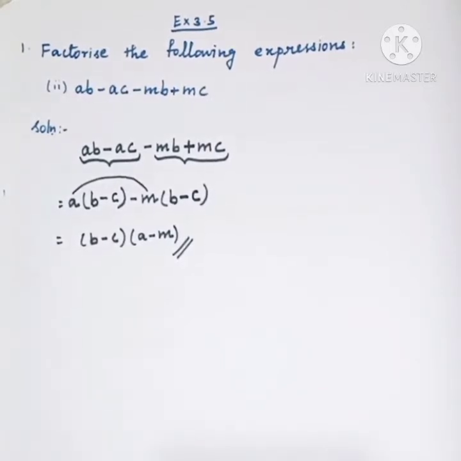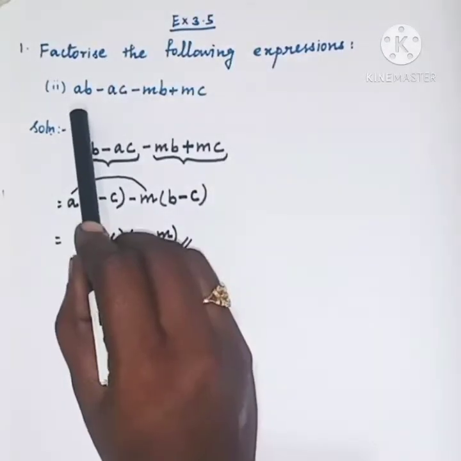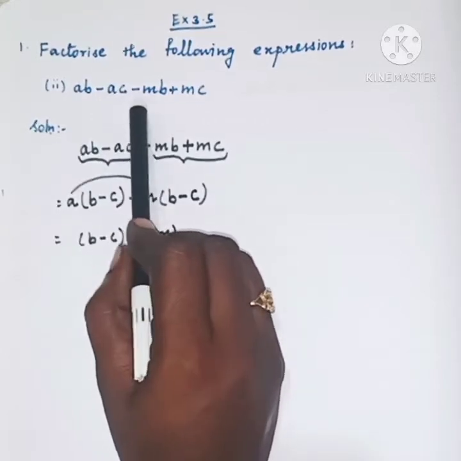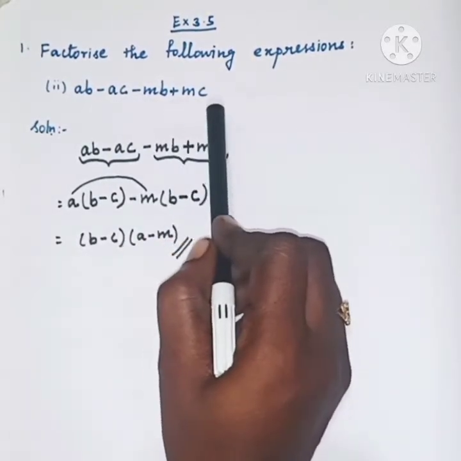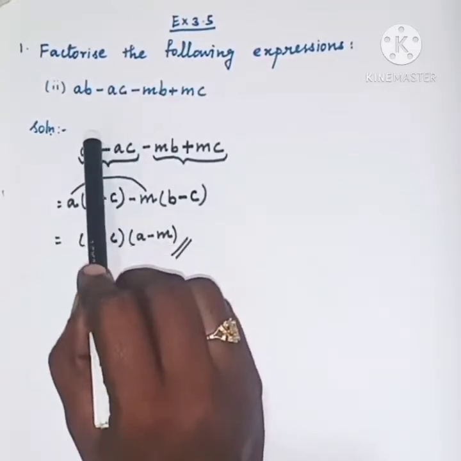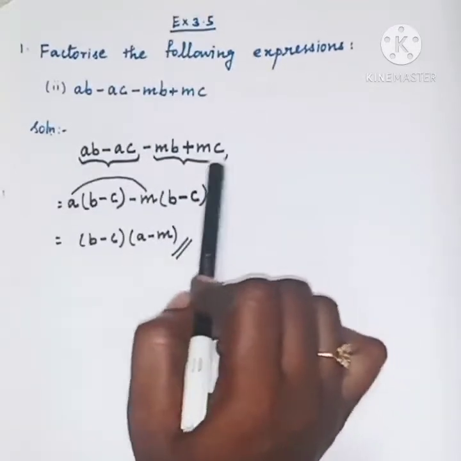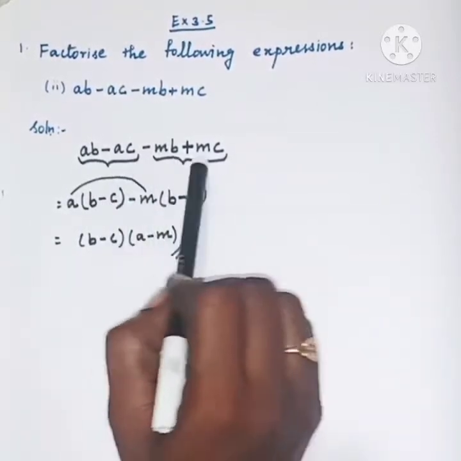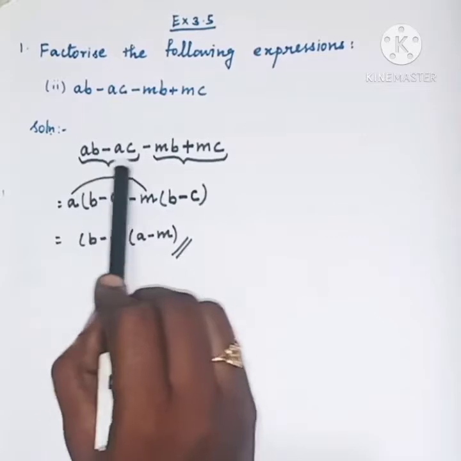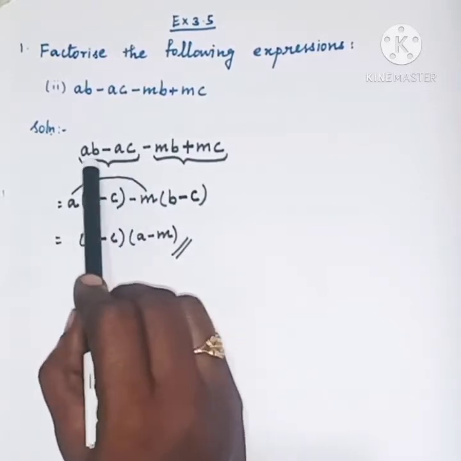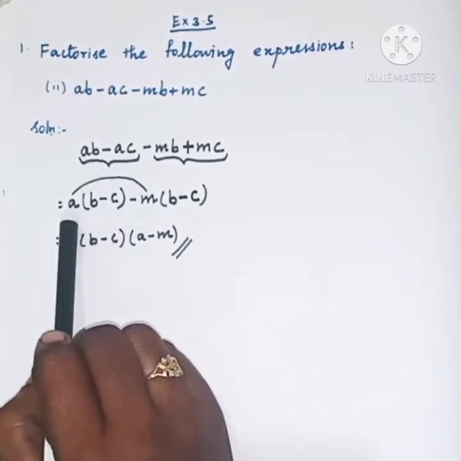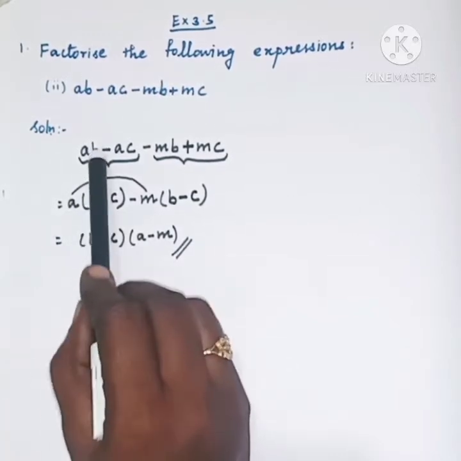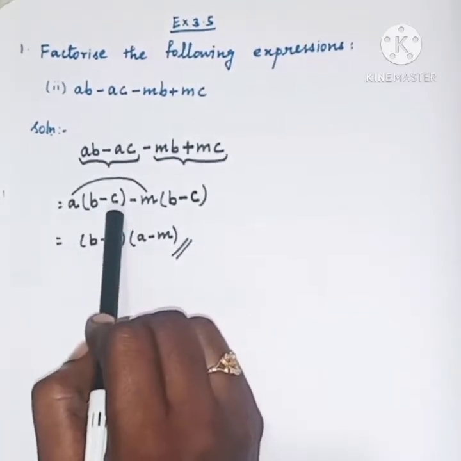I repeat it once again. Here in this problem we have to factorize the algebraic expression ab minus ac minus mb plus mc. So there is no variable which is common in all the four terms. So split the four terms into two terms. In the first two terms we have the common variable a. So take that a outside. The remaining variables are b minus c.